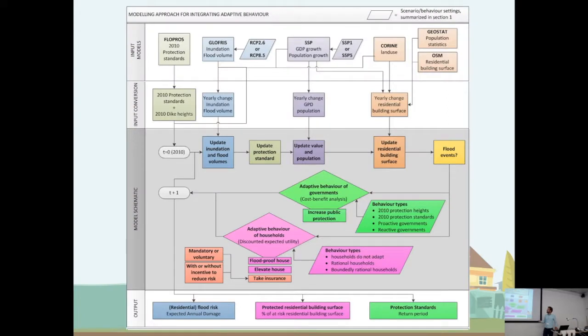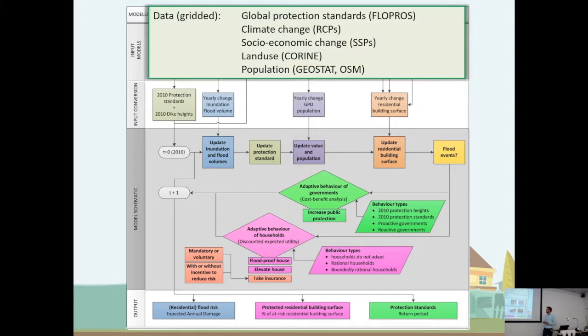Just to show you the framework that it's in, quickly, and stylized. We used the standard risk assessment framework, where we use hazard maps, land use maps, and socioeconomic maps. So that's all the standard data in there, which is usually static.